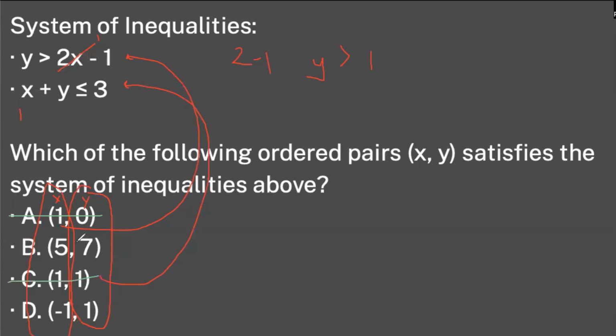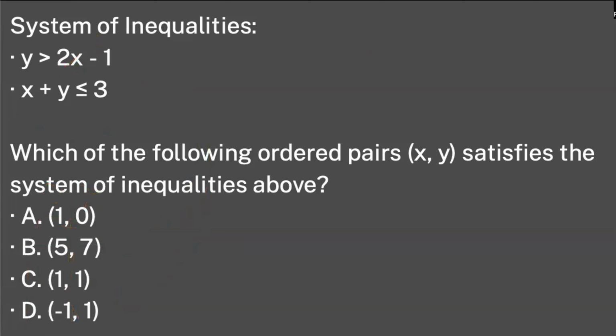Now let's take a look at answer choice B versus D. I'm going to start off with B by plugging it into the second equation just because I think it's easier, because if I have 5 plus 7, I automatically know that is not going to be less than or equal to 3. And so that's an easy elimination. And then I just have answer choice D.